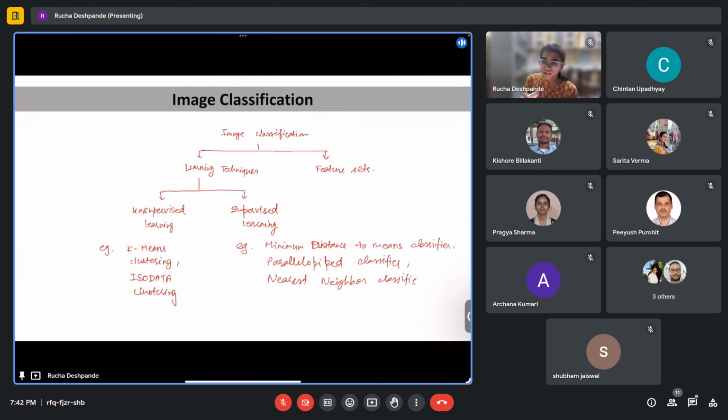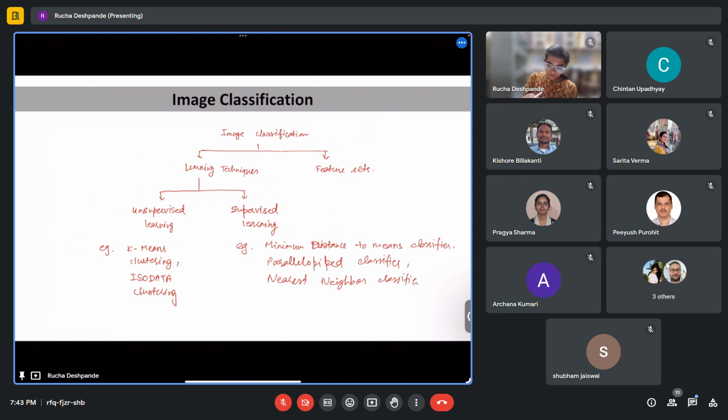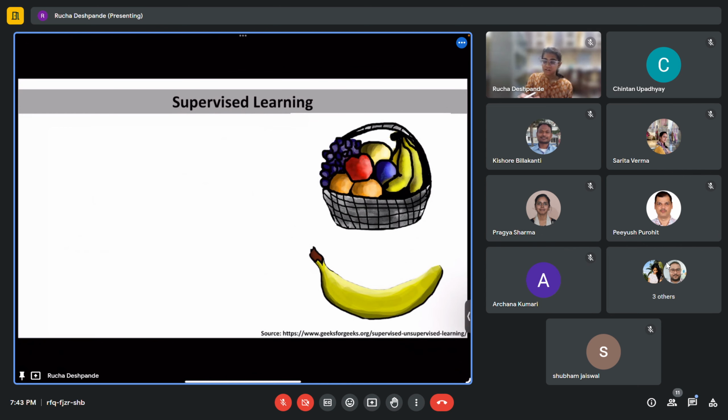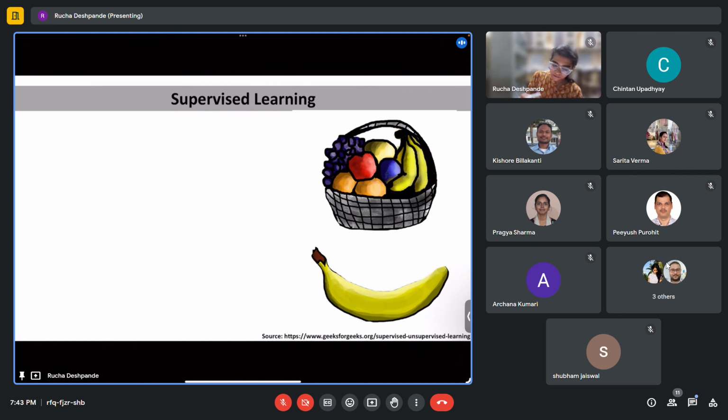and all the other classifiers which were explained in the lectures. So this was pretty clear from the lecture, so we'll just go through it very quickly. In case of supervised learning, we have a well labeled set of training data.